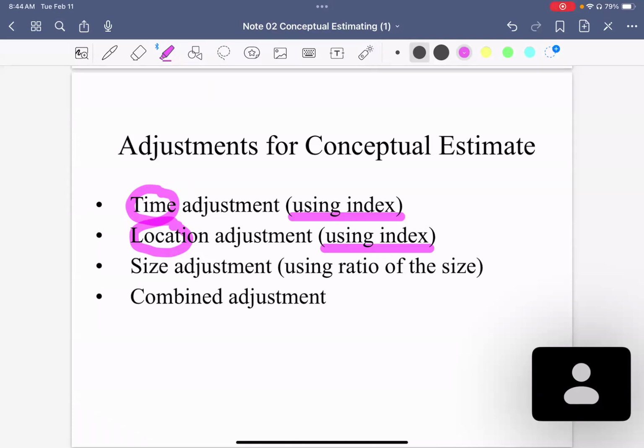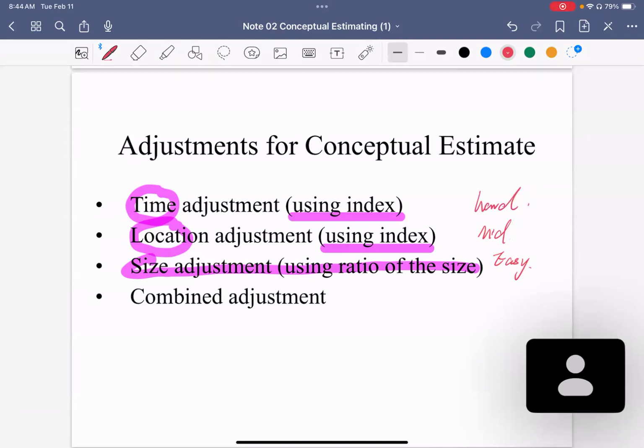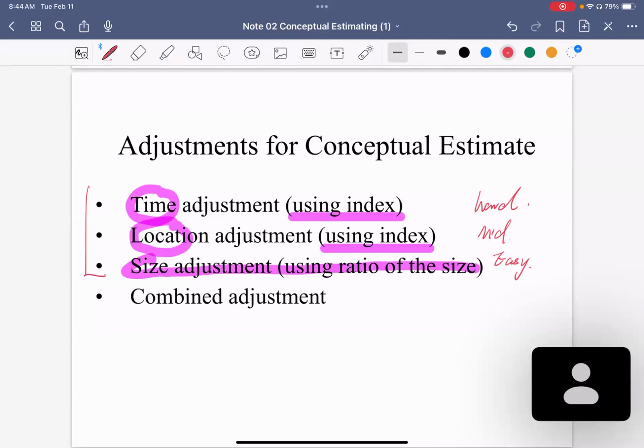And the third one, we're doing the size adjustments. We use the ratio of the size. So this is quite easy. I think that is easy, and that is medium, and this is hard. And definitely you will combine those together, and you will get this combined adjustment.